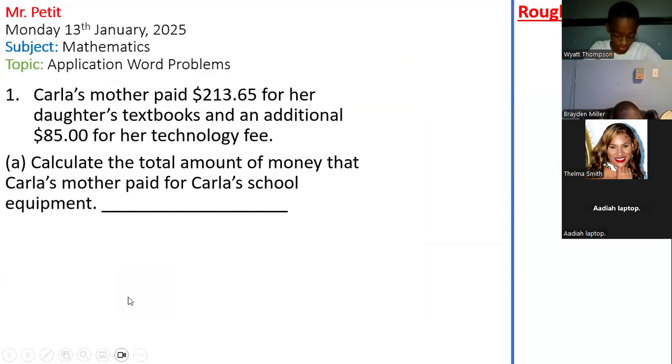All right. When y'all added, what did y'all get? I got $298.65. Put inside the chat for me, please, what y'all got for your answer. Put it inside the chat.